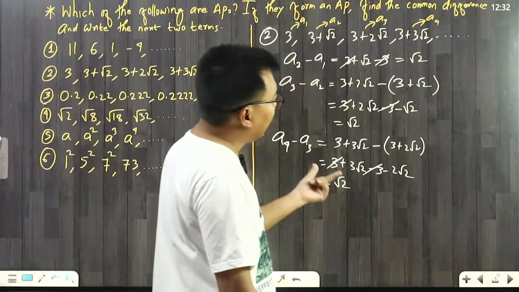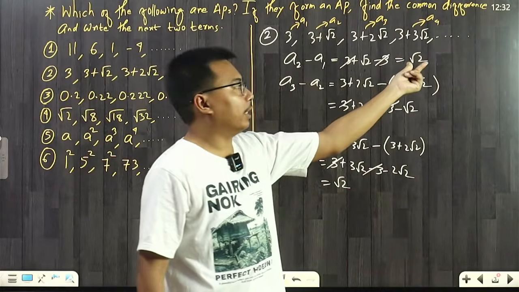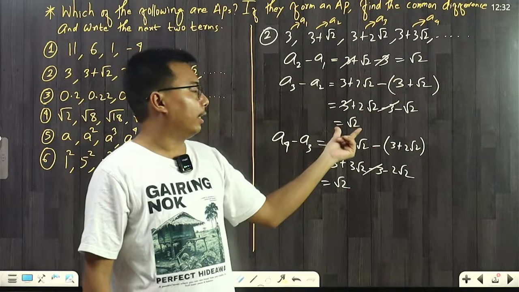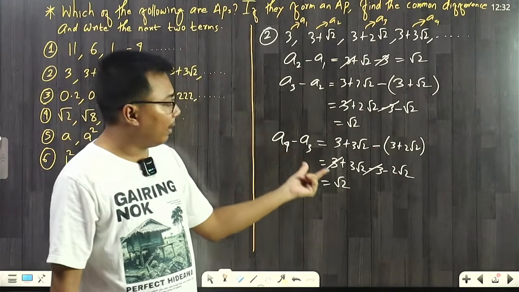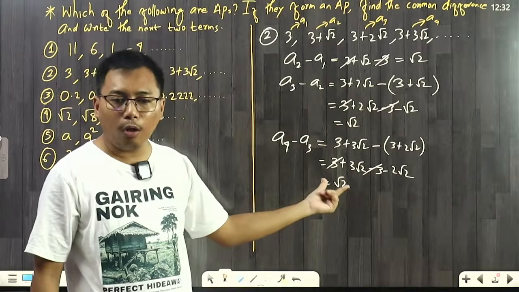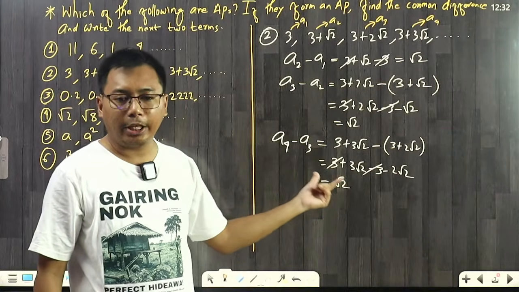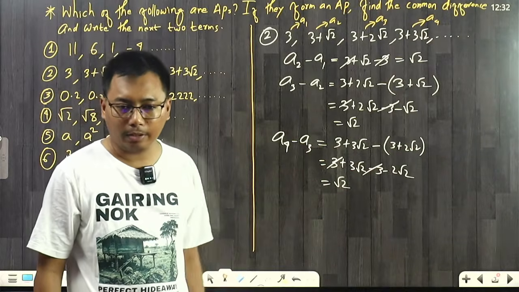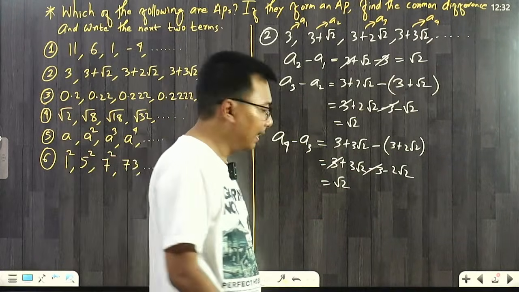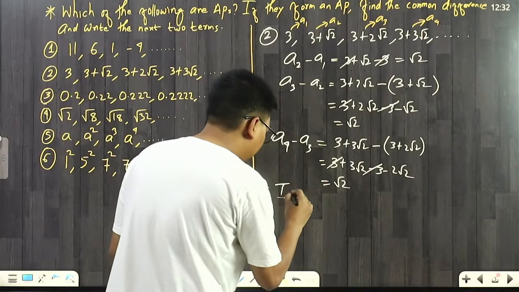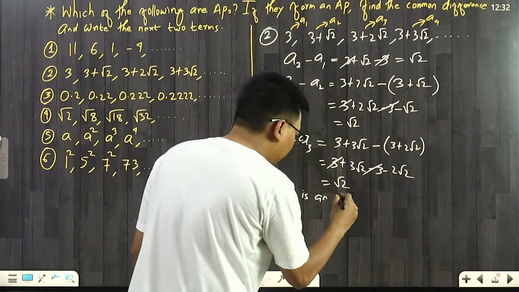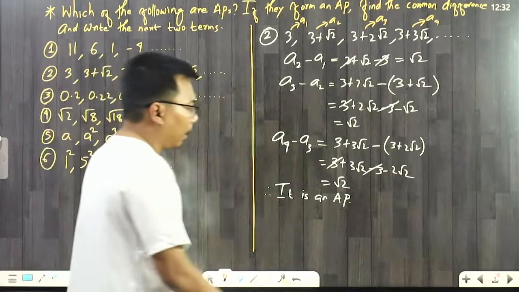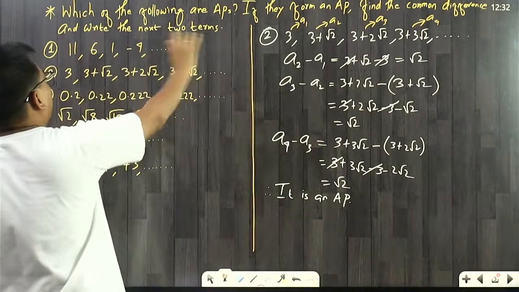Now again, as we can see here, what is the difference between the second term and first term? Root 2. Difference between third term and second term? Root 2. Difference between fourth term and third term? Root 2. Which means all of the consecutive terms have the same common difference, which means this is an AP. Clear? And also we have to find the next two terms.